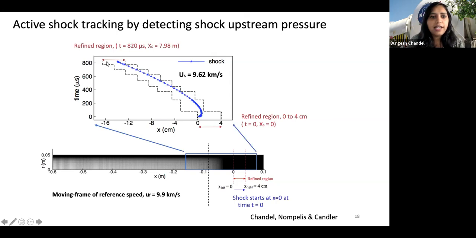Finally, at the end, in this example, for this shock speed, you reach the test section at this time. And the shock location is 7.98 meters, which is also the test section location. And finally, you find a solution there.